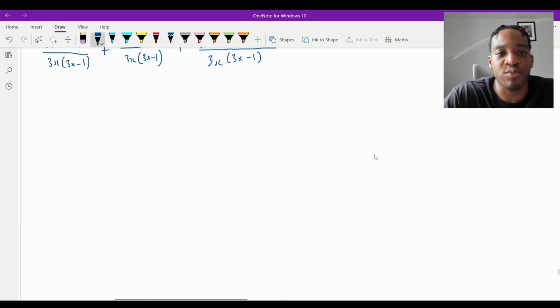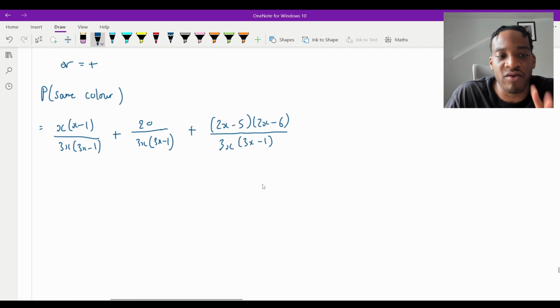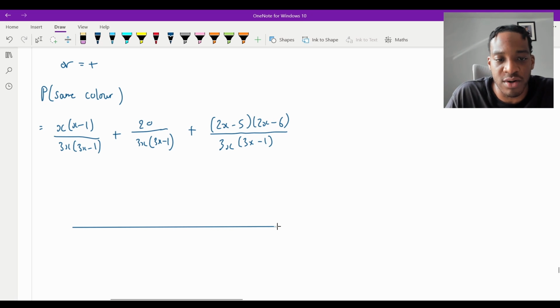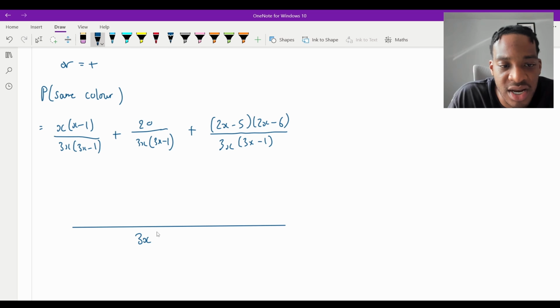Now, this is just another algebraic fraction problem, isn't it? Because what I've got here is 3 fractions, and they all have the same denominator. So what we can do is put a big fraction bar and put these all over each other. And then it's just a matter of expanding and simplifying. So I'll put this here, 3x, and then 3x take 1. And all of these here: x minus 1, plus the 20, plus the 2x minus 5, and then 2x minus 6.